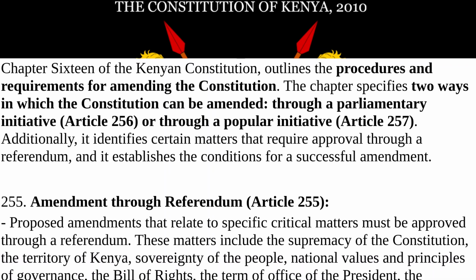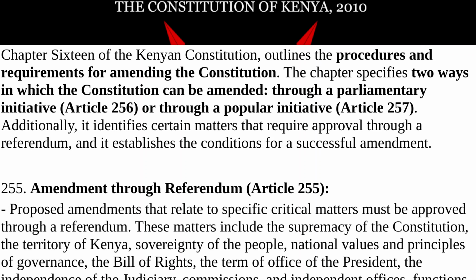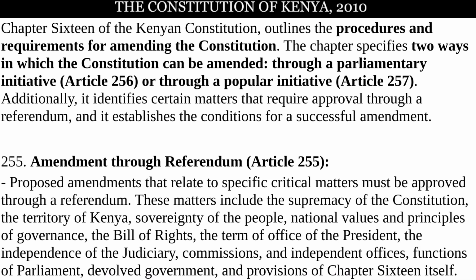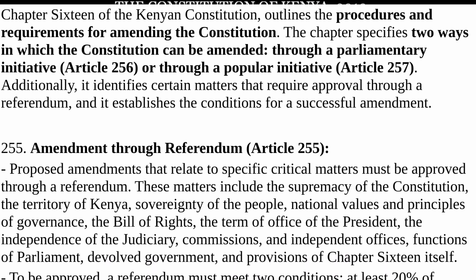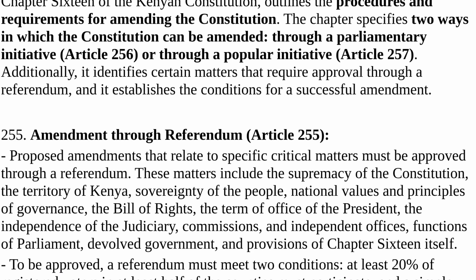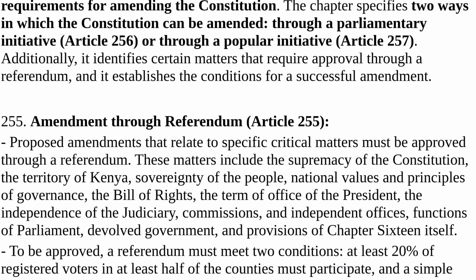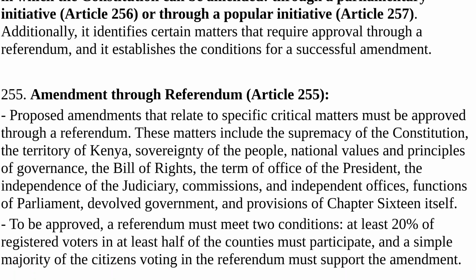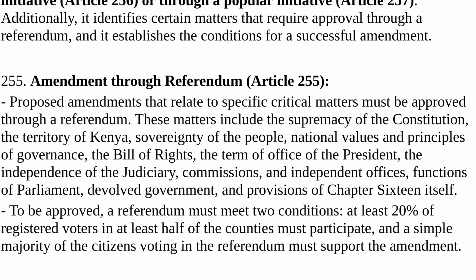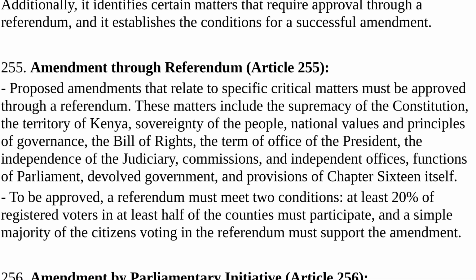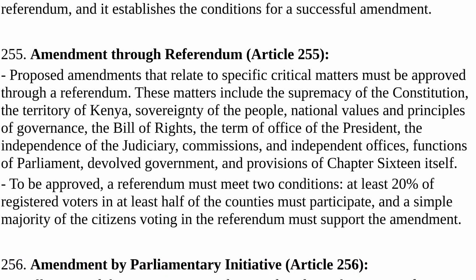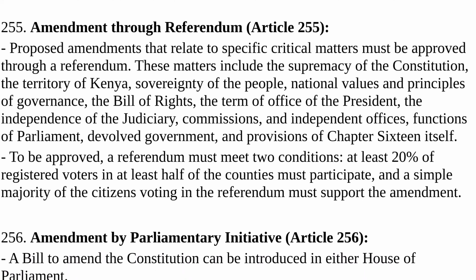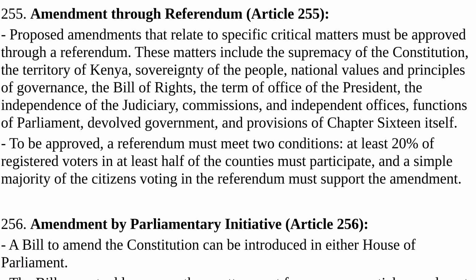255. Amendment through referendum. Article 255. Proposed amendments that relate to specific critical matters must be approved through a referendum. These matters include the supremacy of the Constitution, the territory of Kenya, sovereignty of the people, national values and principles of governance, the Bill of Rights, the term of office of the President, the independence of the judiciary, commissions and independent offices, functions of Parliament, devolved government, and provisions of Chapter 16 itself.